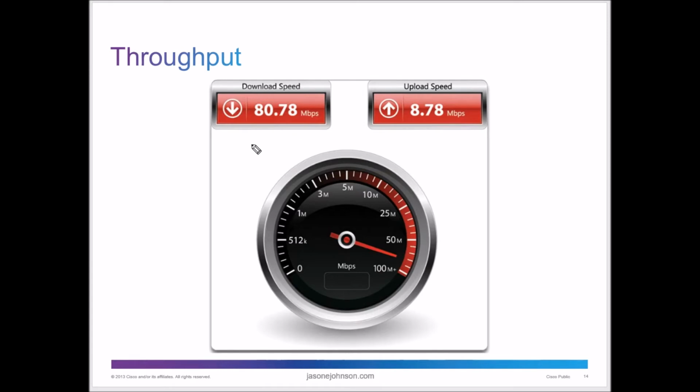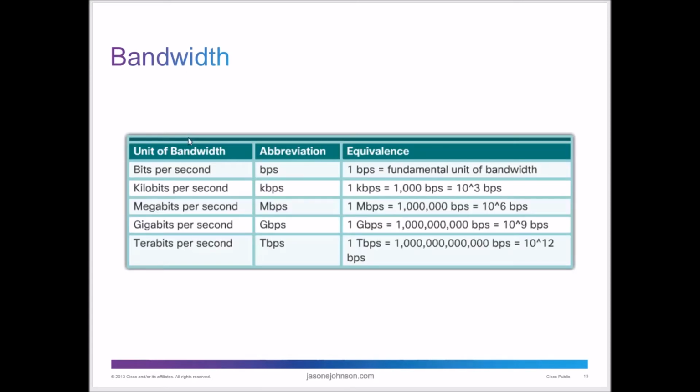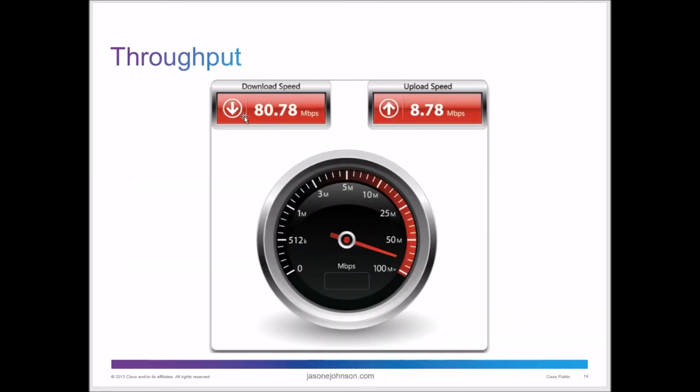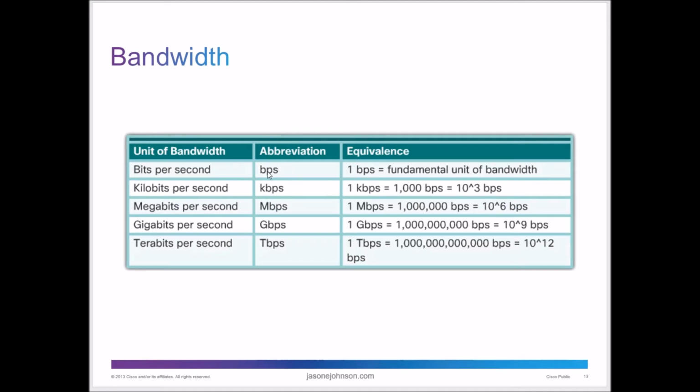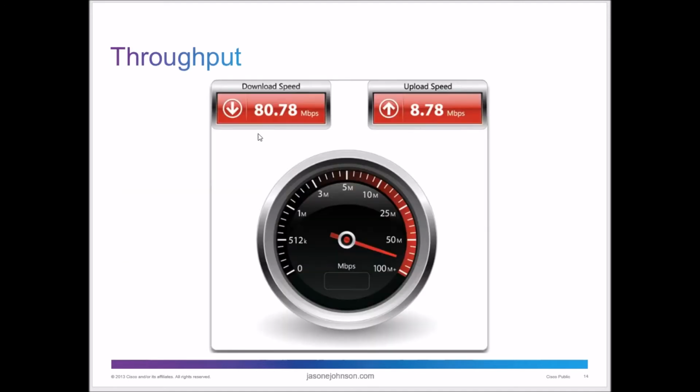So when we're talking about data, bandwidth is the size of your road, or how much you can put through at any one particular second. And throughput is how much you are actually putting through at a particular second. So megabits is your bandwidth, and your throughput is how much data you can push through.